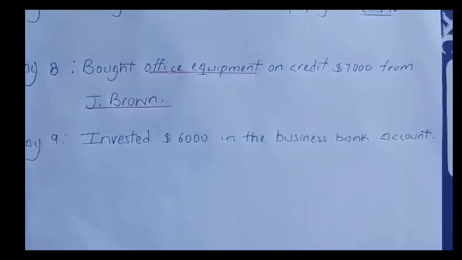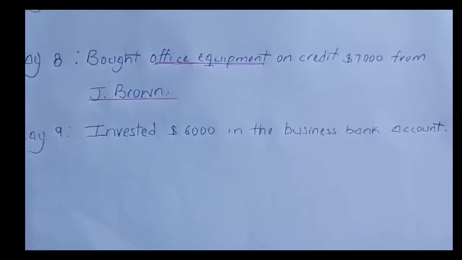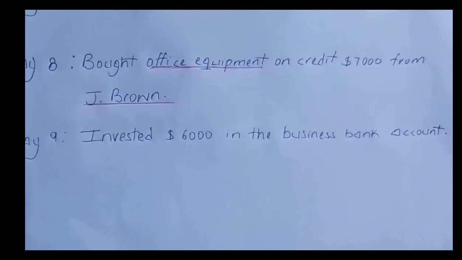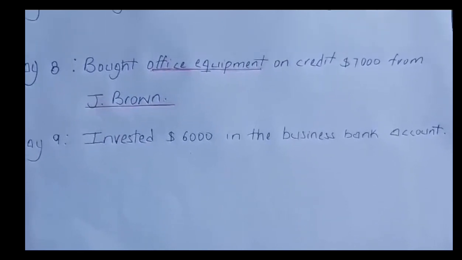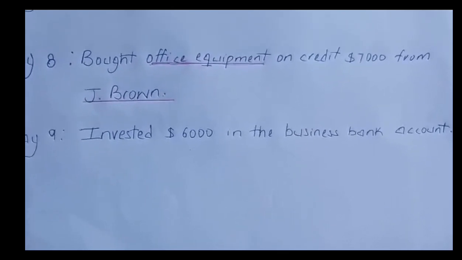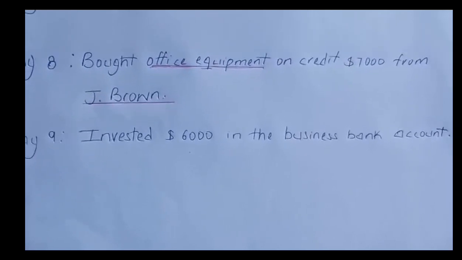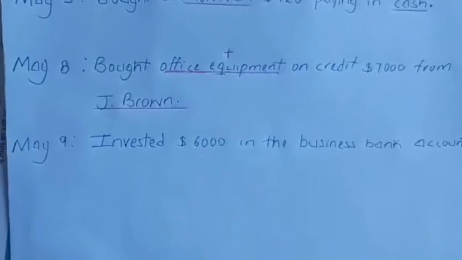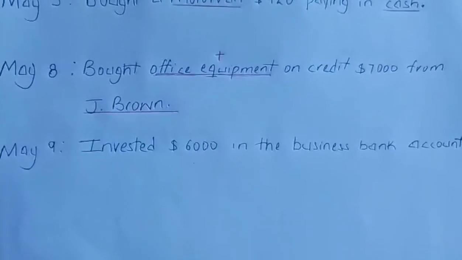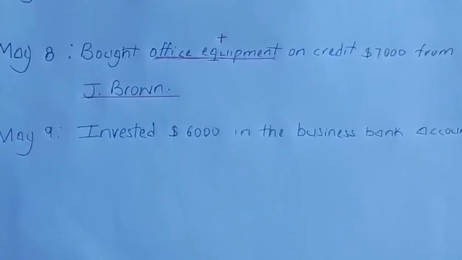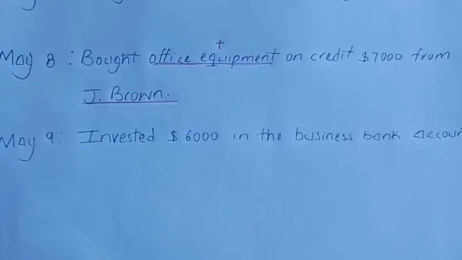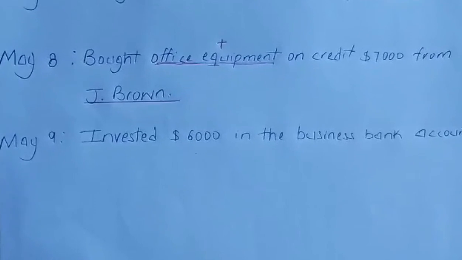So if the business bought office equipment, what is happening? This simply means that office equipment is increasing in the business. So again, we're going to place a small plus over office equipment, and then we need to figure out who J. Brown is to the business. Who is J. Brown to the business? The business bought office equipment from J. Brown on credit, so the business hasn't paid for it immediately. So this simply means that J. Brown is our creditor, or is the business's creditor or supplier.